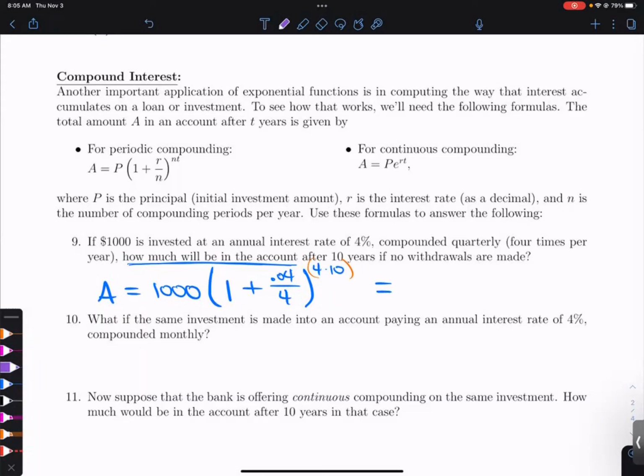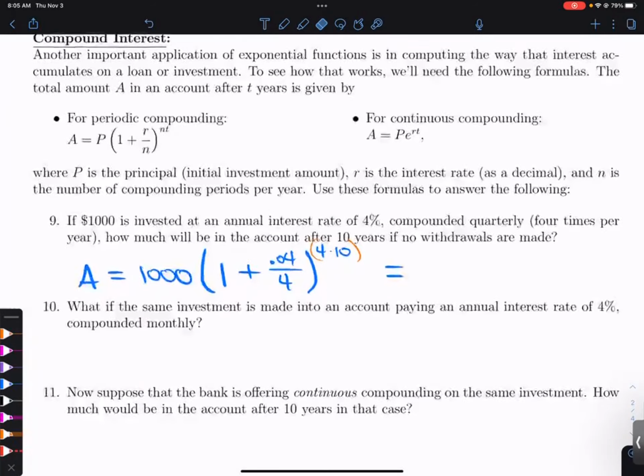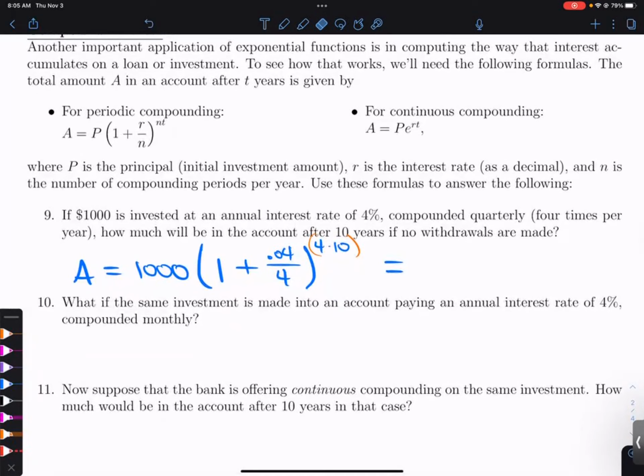So I think if I remember right, we set up at least the first one on Tuesday, and then I said do the rest of them. So let's just go back through this real quick. $1,000 invested at an annual interest rate of 4%, compounded quarterly, which means 4 times per year.